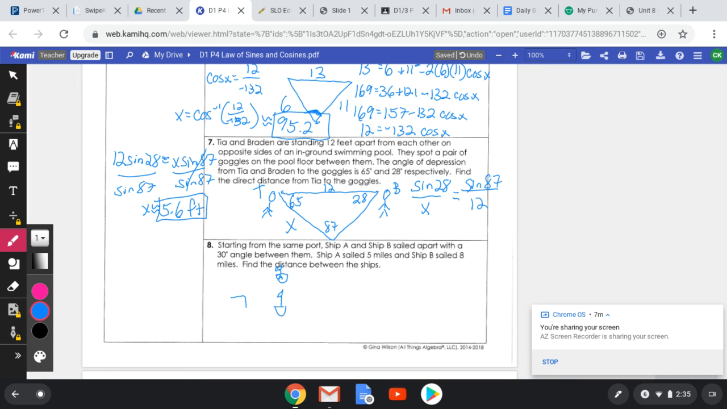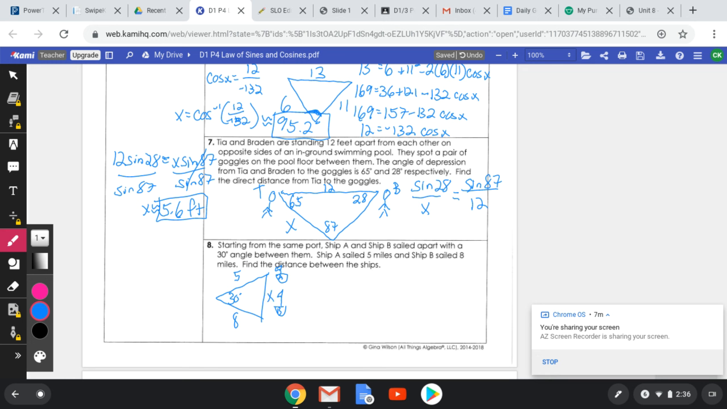Let's erase this here. They traveled out, 30 degrees between them. Okay. Ship A traveled 5 miles. Ship B traveled 8 miles. And we want to find the distance between the two ships, so we want to try to find that right there.